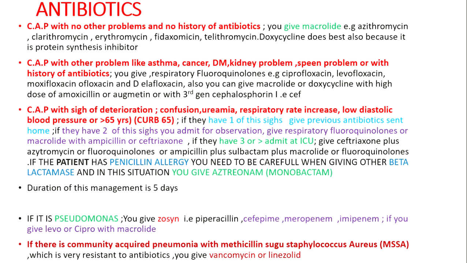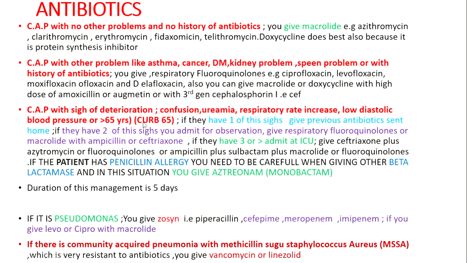Another one is community acquired pneumonia with signs of deterioration, and these signs of deterioration include confusion. Some patients may present with signs of confusion. We have uremia, which is a high urea level in your blood. We have increased respiratory rate and low blood pressure, and this has been classified as CURB-65. 65 means a patient who is aged 65 years and above. So CURB is a formula.